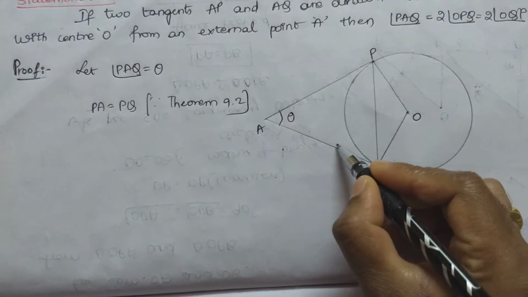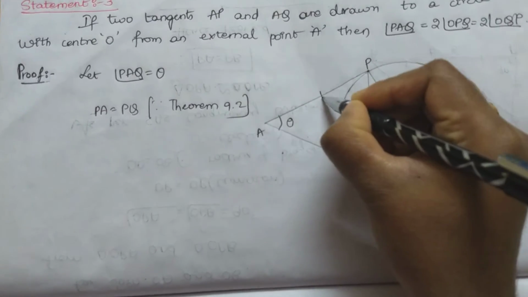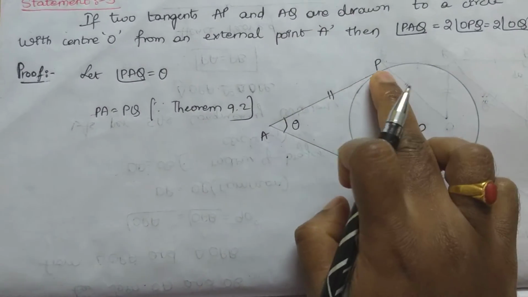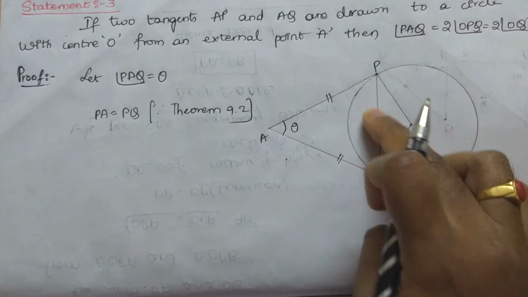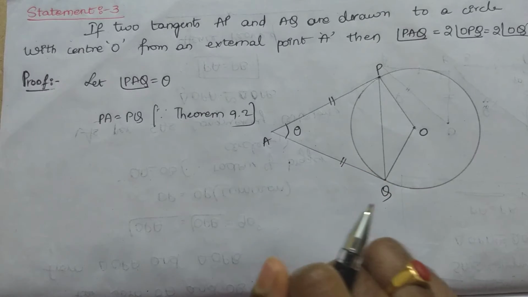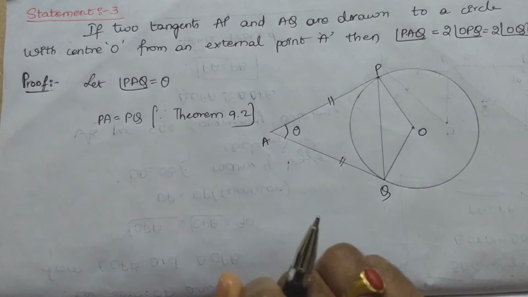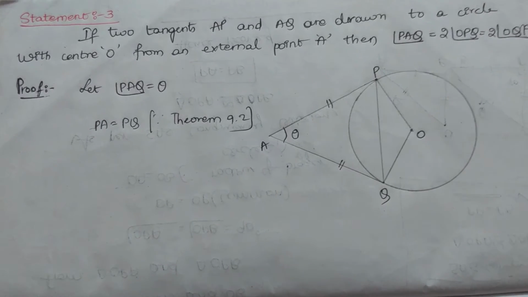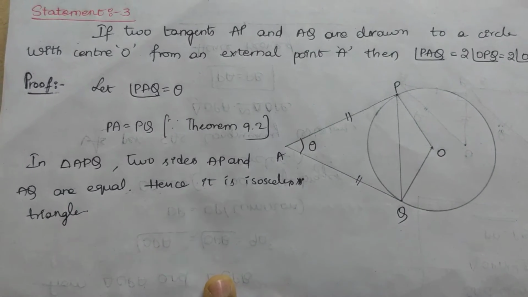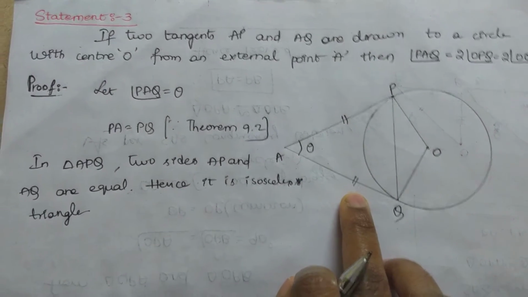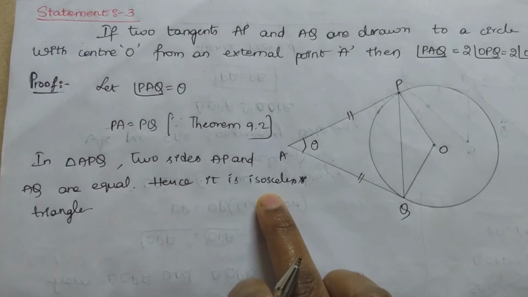Correct? So here PA will become equal to AQ. When you see here, a triangle is formed, triangle APQ. So in triangle APQ, two sides are equal. It means the triangle APQ is an isosceles triangle. Write the same thing here. Since the two sides are equal, hence the triangle APQ is an isosceles triangle.